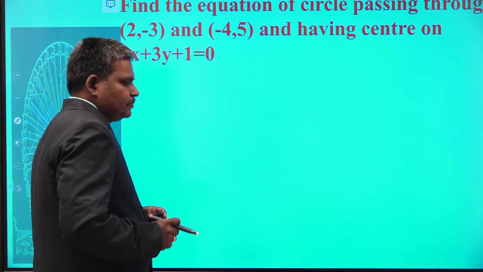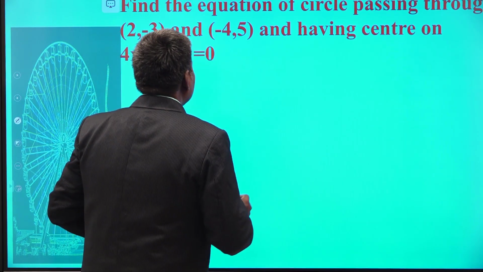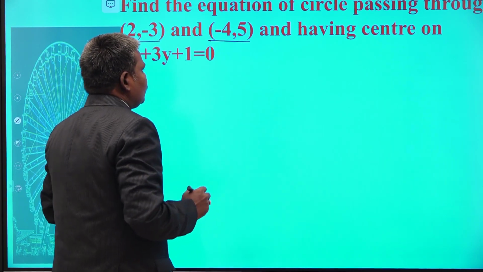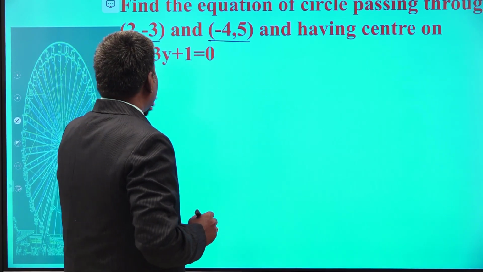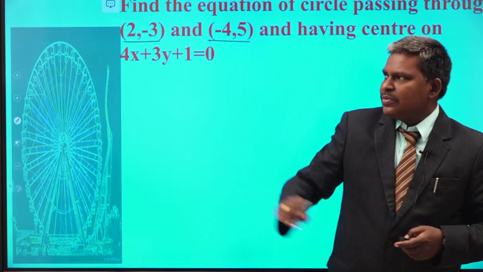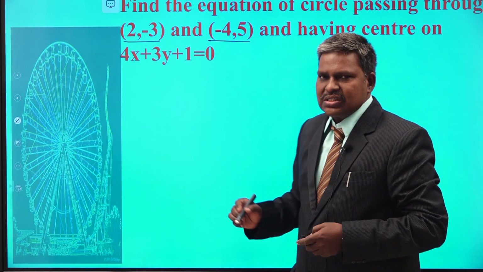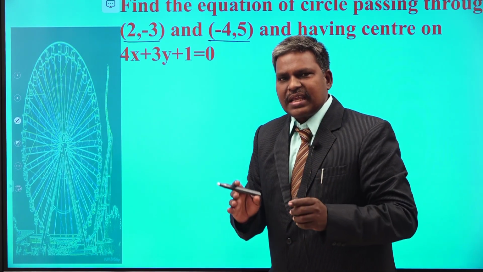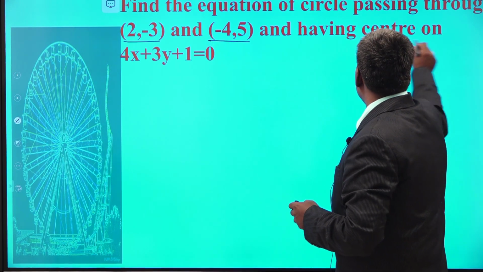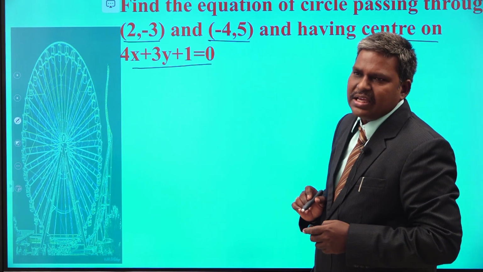This is the problem. Find the equation of the circle passing through the points 2 comma minus 3 and minus 4 comma 5 and having its center on 4x plus 3y plus 1 equal to 0. You are going to find the equation of the circle satisfying these conditions. Your circle passes through two points, and its center lies on some line. So these are three conditions.